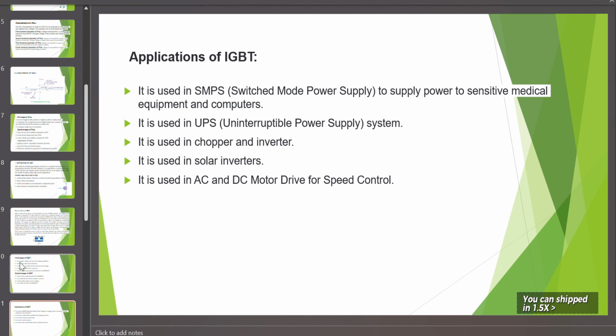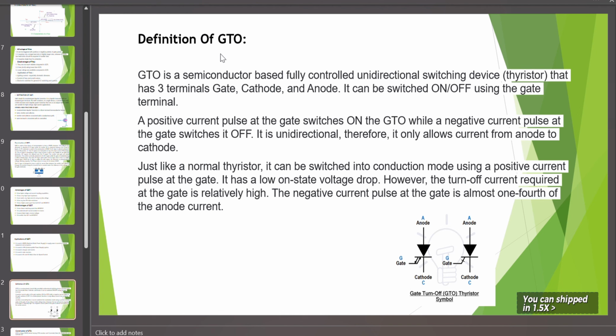Okay. Next is definition of GTO. GTO is a semiconductor-based fully controlled unidirectional switching device, মানে thyristor that has three terminals: gate, cathode, anode. It can be switched on and off using the gate terminal. A positive current pulse at the gate switches on the GTO, while a negative current pulse at the gate switches off. It is unidirectional. It only allows current flow from anode to cathode, just like a normal thyristor. It can be switched into conduction mode using a positive current pulse at the gate. It has a low on-state voltage drop.